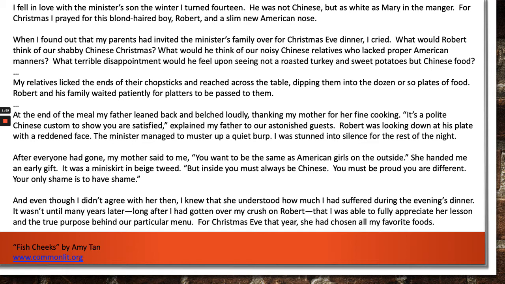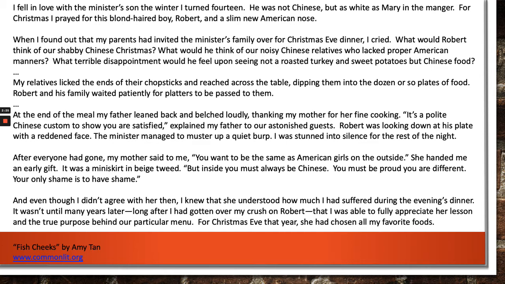What would Robert think of our shabby Chinese Christmas? What would he think of our noisy Chinese relatives who lacked proper American manners? What terrible disappointment would he feel upon seeing not a roasted turkey and sweet potatoes, but Chinese food? My relatives licked the ends of their chopsticks and reached across the table, dipping them into the dozen or so plates of food. Robert and his family waited patiently for platters to be passed to them.